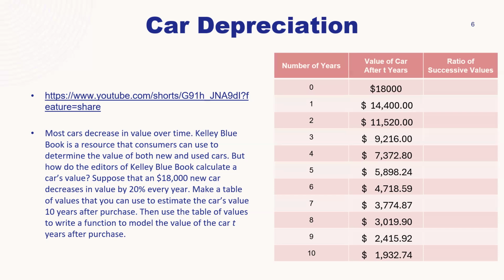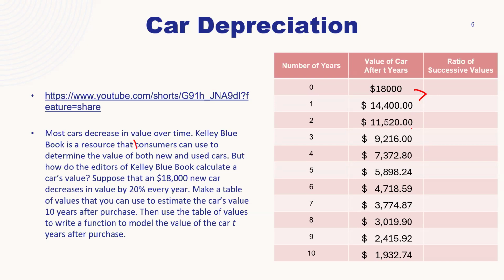So what we're going to be talking about is the ratio of successive values, meaning we're looking at how the price changed from one year to the other. So the first set of values that we're going to analyze are going to be wherever my pin is. There it is. All right, so we're going to find our ratio of successive values.